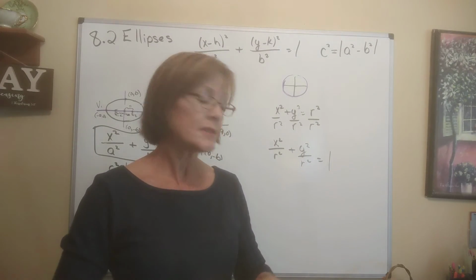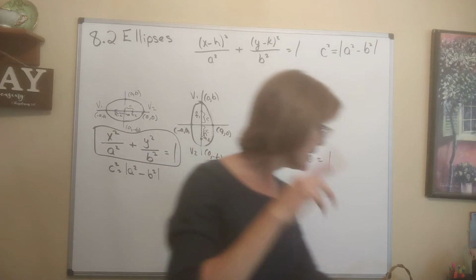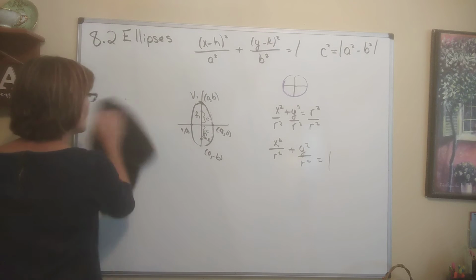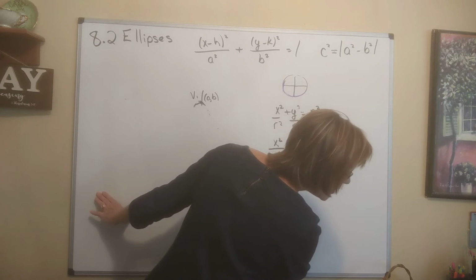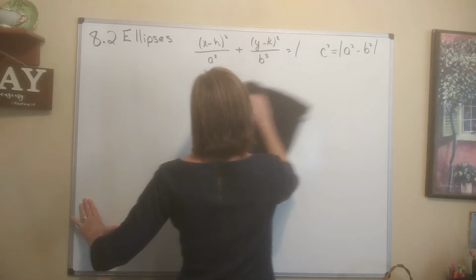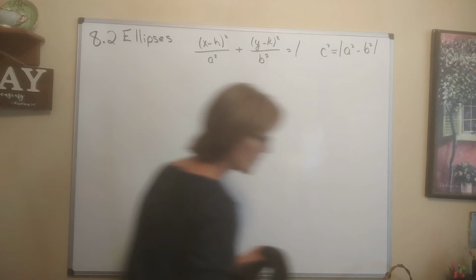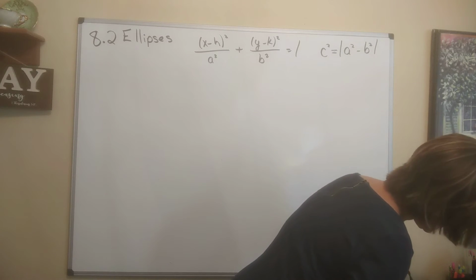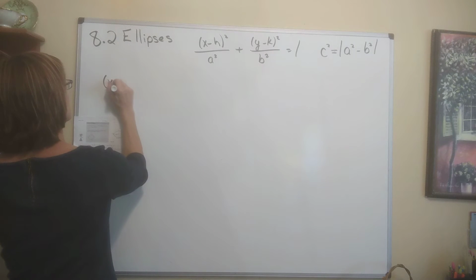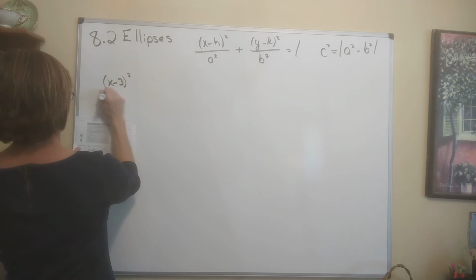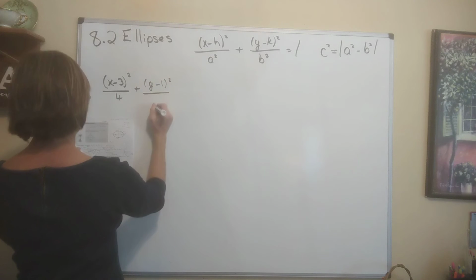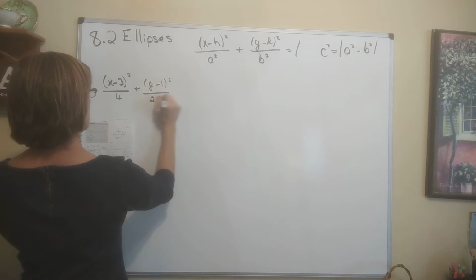Now let's do a couple of graphs, and then we'll take a break from this video. I'll break it up into two so that they don't get extremely long. The first example on our sheet says to graph the ellipse. So here we go. This is our ellipse: (x minus 3) squared over 4 plus (y minus 1) squared over 25 is equal to 1.